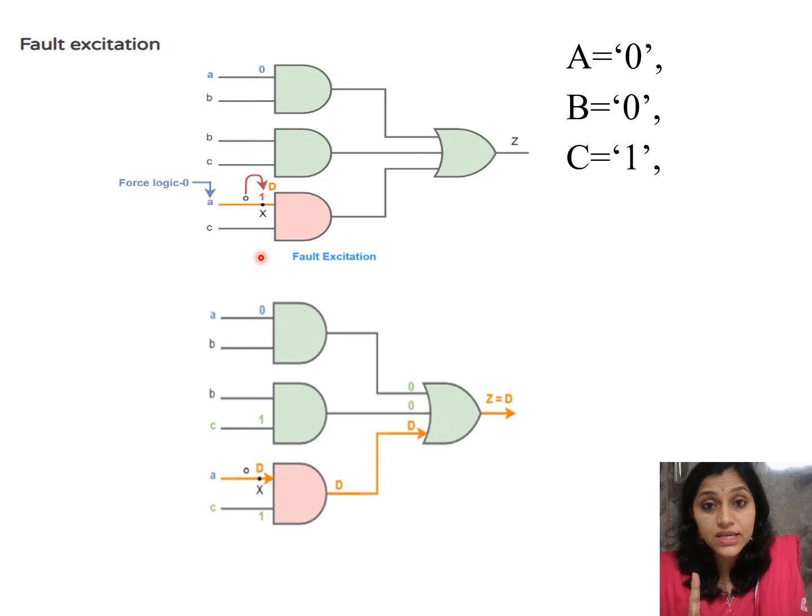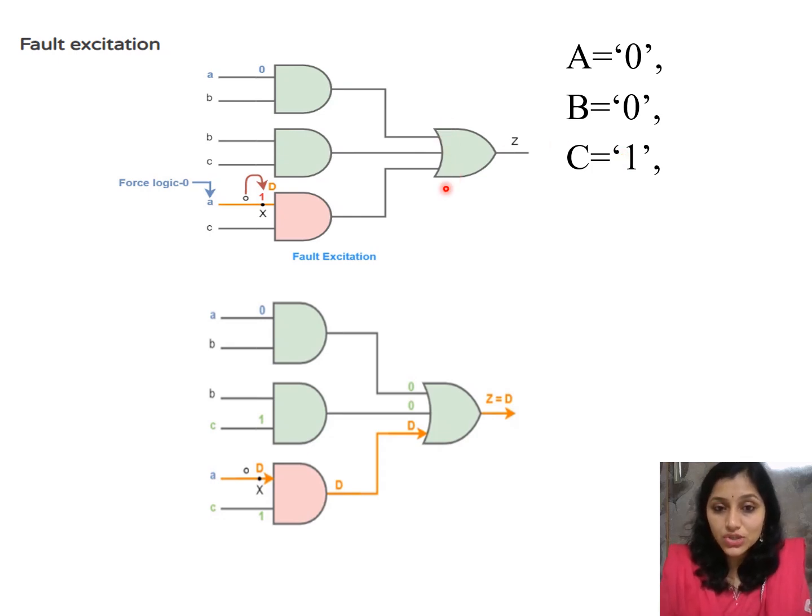So the very first thing is, if a stuck-at-1 fault is present, what do we do? We apply 0. We try to push the opposite signal here. So when this is 0, or the fault is present at input A, what I'll do is apply a non-controlling input at C. The non-controlling input for an AND gate is 1. So C is equal to 1.